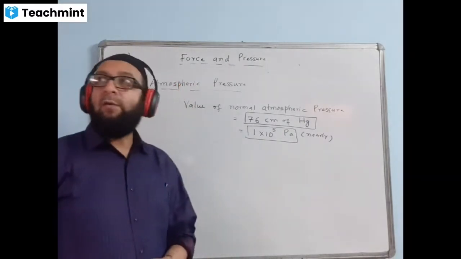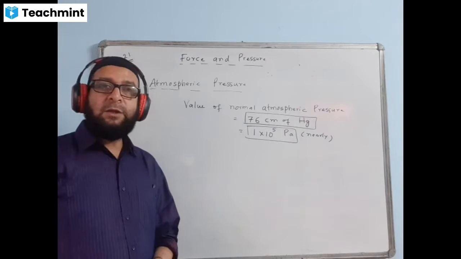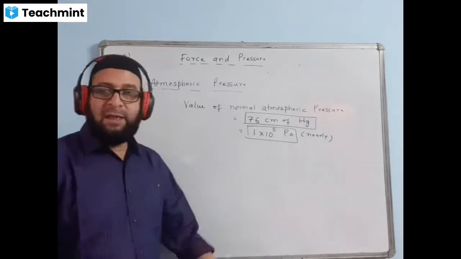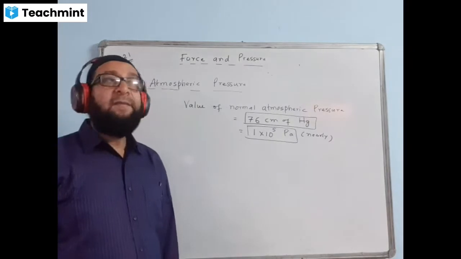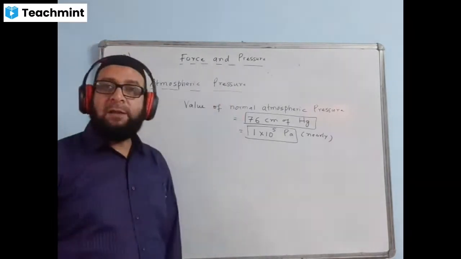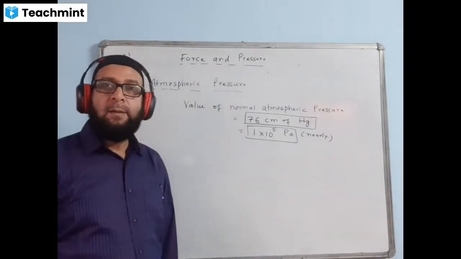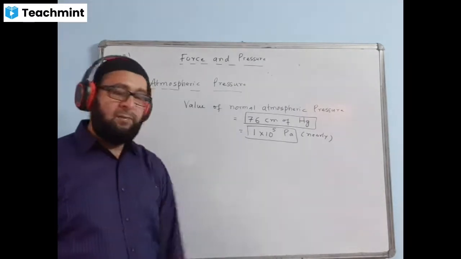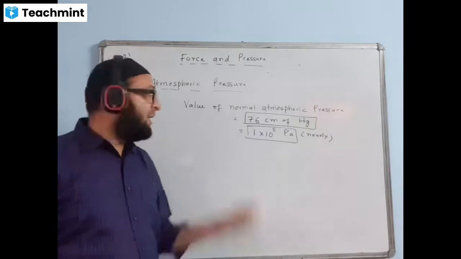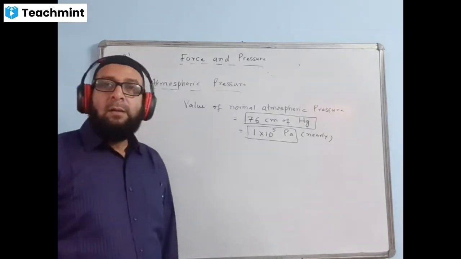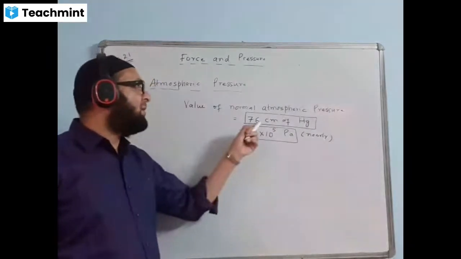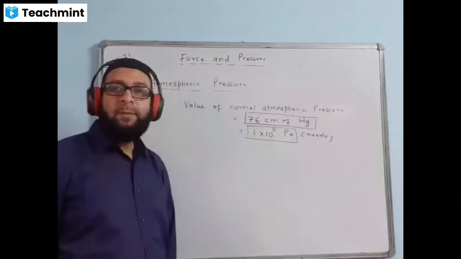How much is the value of normal atmospheric pressure? Normal atmospheric pressure is measured at sea level, mean sea level. And when we go higher up, the atmospheric pressure decreases. So on mountains and all, it will differ from one place to another place. It will be less than this value. What is the value of normal atmospheric pressure? Normal atmospheric pressure is 76 centimeter of mercury.